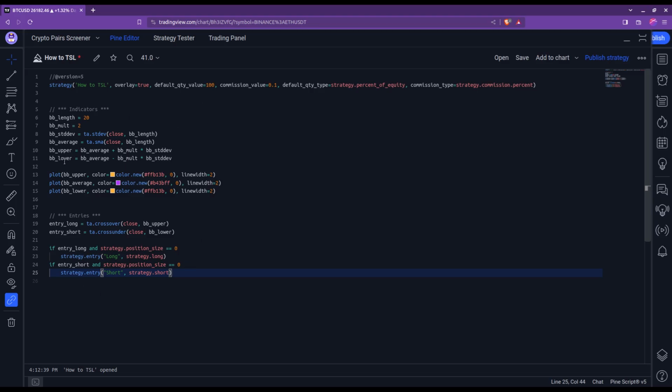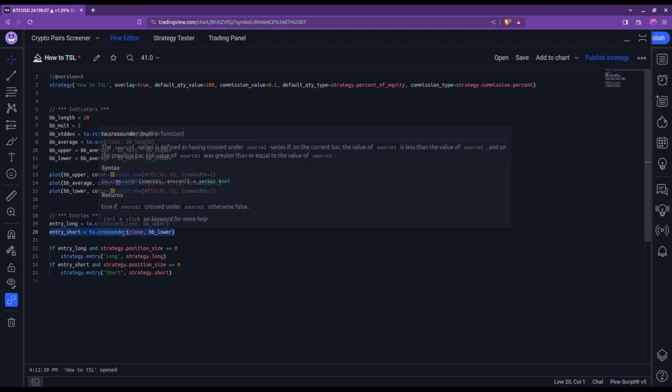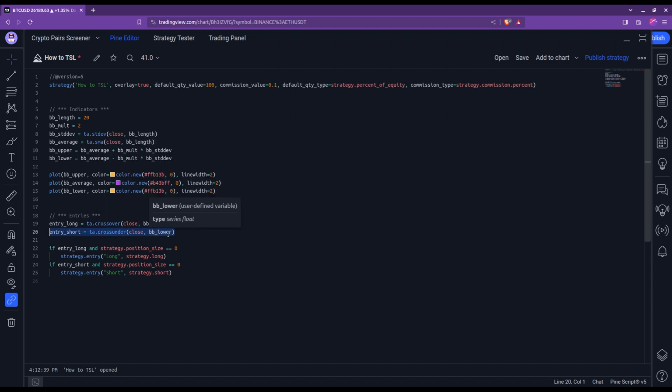I'll be considering my usual example strategy where I use Bollinger Bands defined with the standard parameters. You can see here a little plot of these Bollinger Bands. Then the entries I consider: for a long, an entry is entered when the price crosses above the upper Bollinger Band, while for the short it is when the price crosses below the lower Bollinger Band.